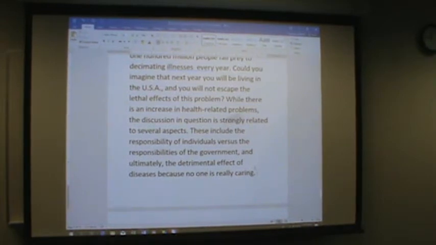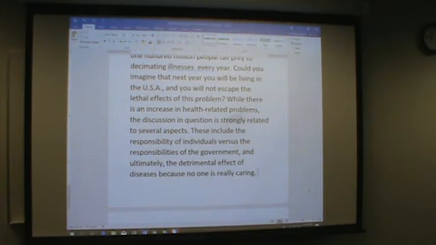Okay, let's go to element number 1 and present a general statement about element number 1. What is element number 1 here? The responsibility of individuals. Yes or no? But you have to write about everyone in the introductory. No, general, not supporting details, okay? Something really general, something very general, okay? So, let's say, I have to reread again. If you are distracted, please don't continue reading. Reread. So, these include the responsibility of individuals versus responsibilities of the government, and ultimately the detrimental effects of diseases because no one is really caring.